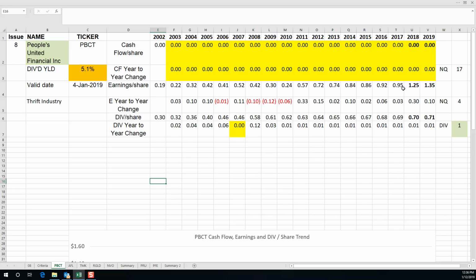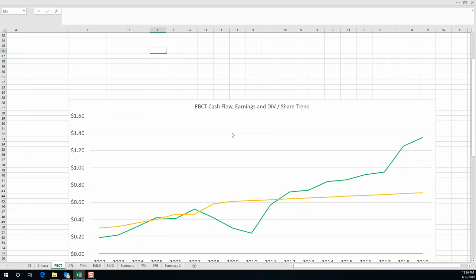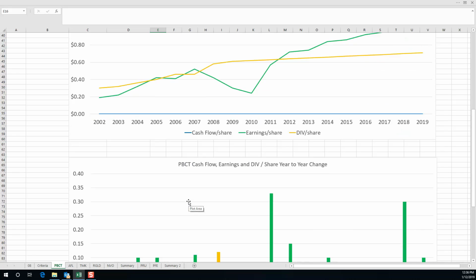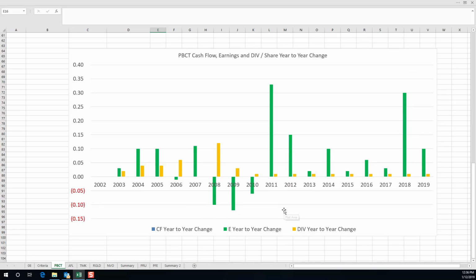We dive into earnings per share. They are not qualified, but they are qualified as a Div 1. Here you go, Div 1. And their flat year was 06 to 07. We can see that here on their cash flow, earnings, and dividend per share trend line. You'll notice there is no cash flow line, but here's your earnings in green, here's your dividends, and there's that down year, and that stands right out here.